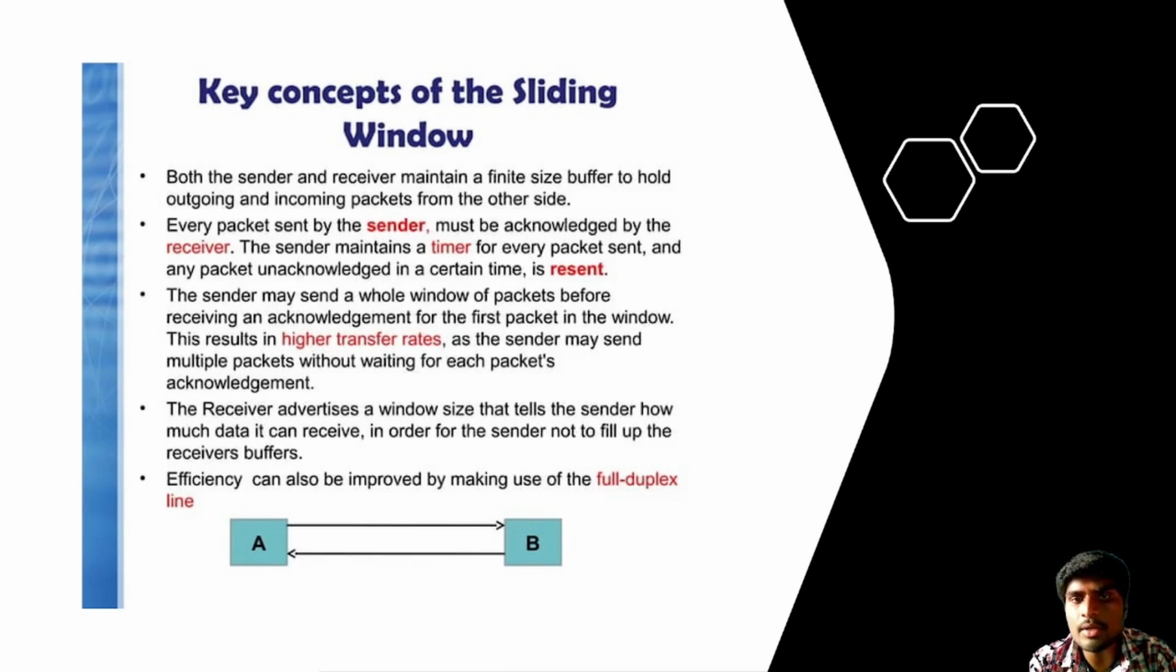For the first packet in the window, this results in a high transfer rate, as a sender may send multiple packets without waiting for each packet's acknowledgement. The receiver advertises a window size that tells the sender how much data it can receive, in order for the sender not to fill up the receiver buffer. Efficiency can also be improved by making use of a full duplex line, which is nothing but the data is transferred from sender to receiver end, and receiver to sender end simultaneously.